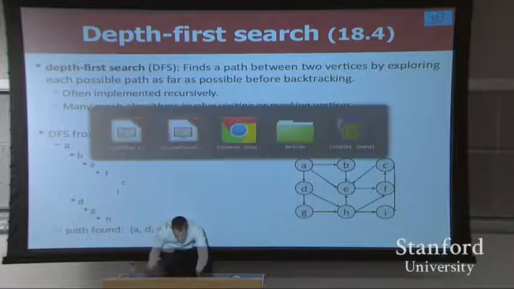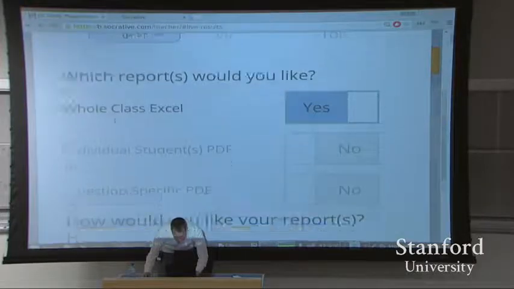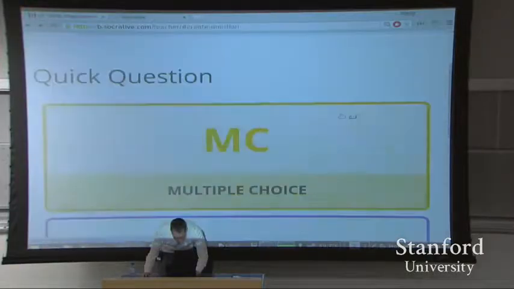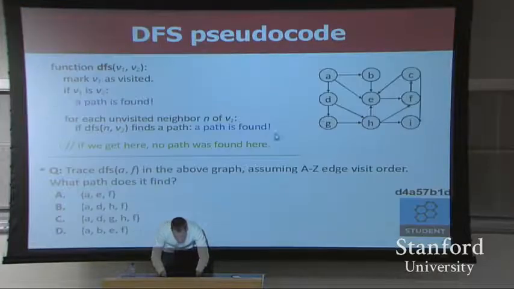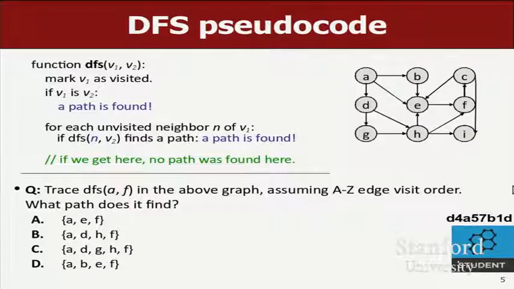Let me ask you, just in terms of reviewing and make sure we're on the same page, a Socratic question about DFS, and let's see if we can figure that out. So let me pop up a Socratic question now. Here's the pseudocode for DFS. It's a recursive function. From V1 to V2, mark that vertex as visited. If it's a destination, stop. Otherwise, for each neighbor that hasn't been visited, call recursively on that. So what path would I find from A to F in the graph there? Take a look. Feel free to talk to your buddy if you want to.